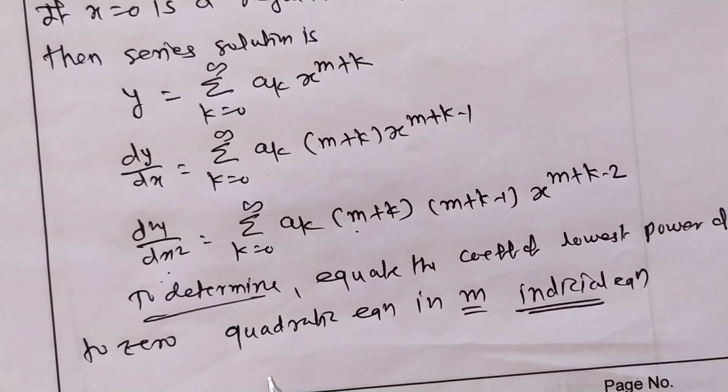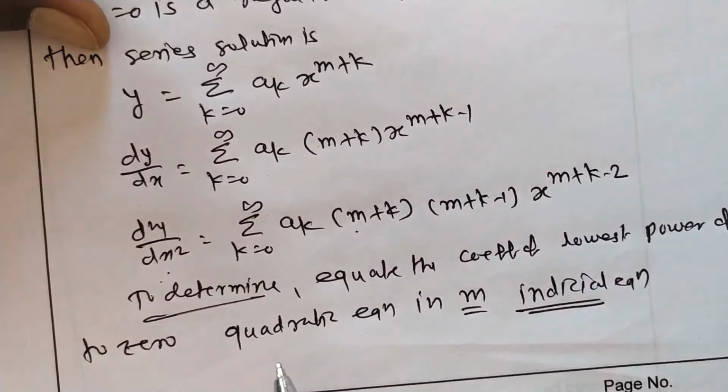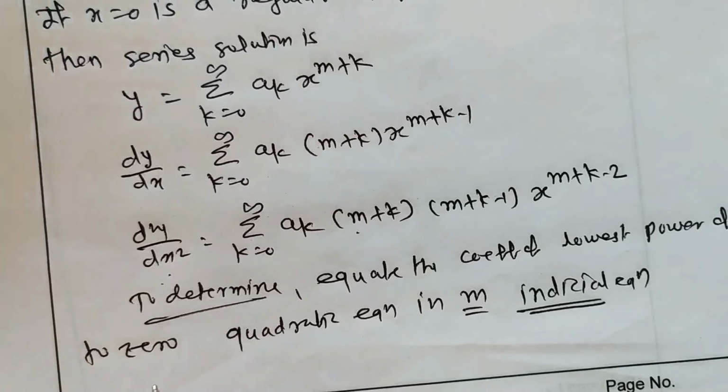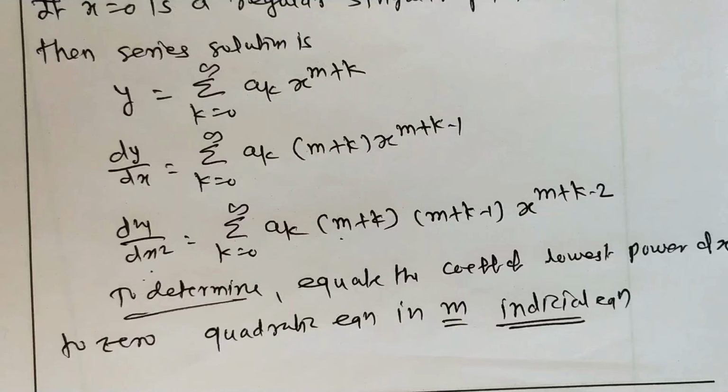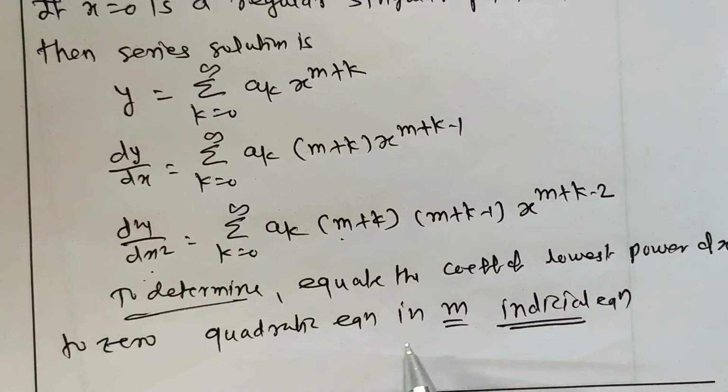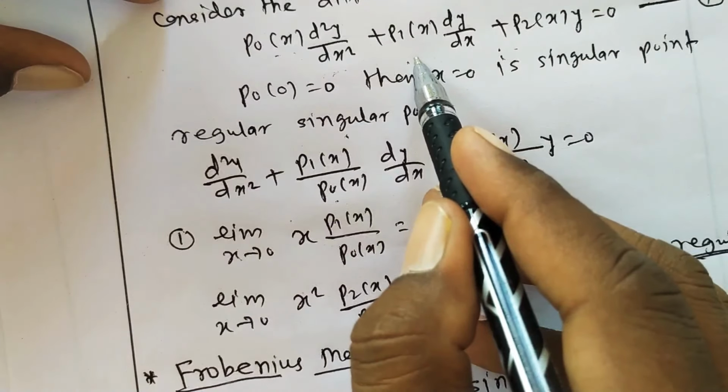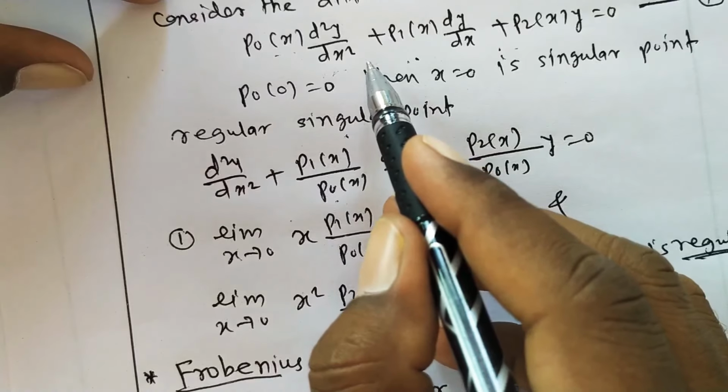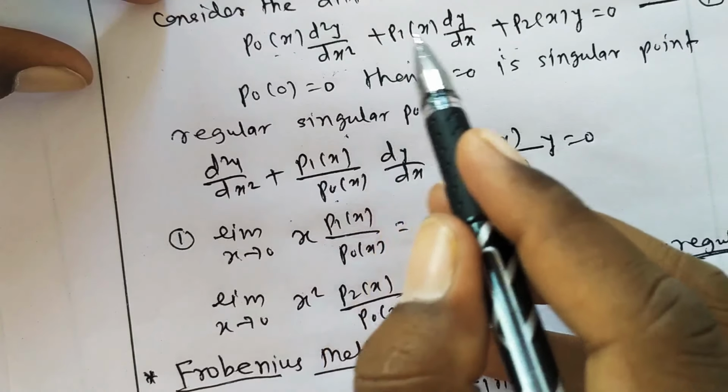If we find the roots of the quadratic equation, then we will get two values of m, because we know that a quadratic equation has two roots. Okay, now from those values we have to write the series solution of equation 1. The series solution of equation 1 depends on the nature of the roots of the indicial equation.